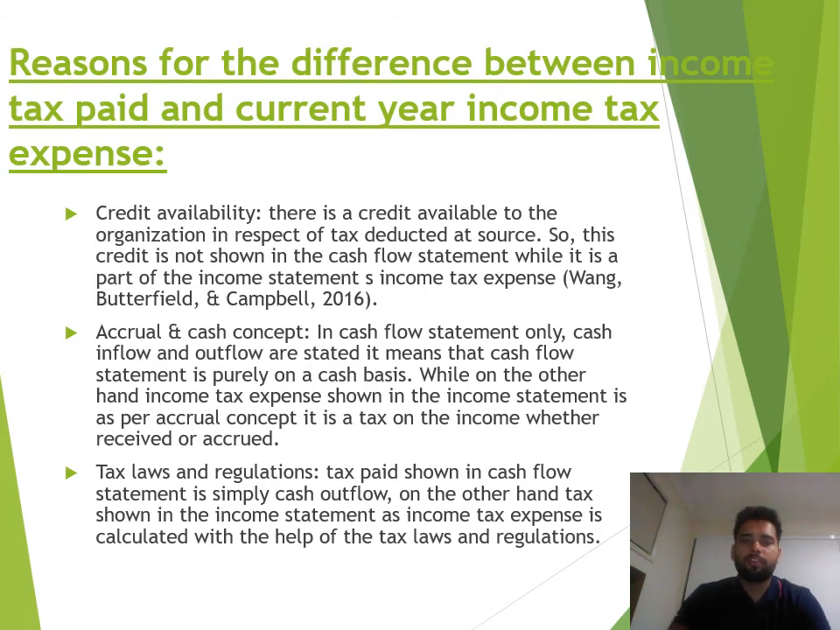Credit availability. There is a credit available to the organization in respect of tax deducted at the source, so this credit is not shown in the cash flow statement, while it is a part of the income statement income tax expense. In the cash flow statement, only cash inflow or outflow is stated. It means that the cash flow statement is purely on a cash basis, while on the other hand, income tax expense shown in the income statement is as per the accrual concept. It is tax or income whether received or accrued.